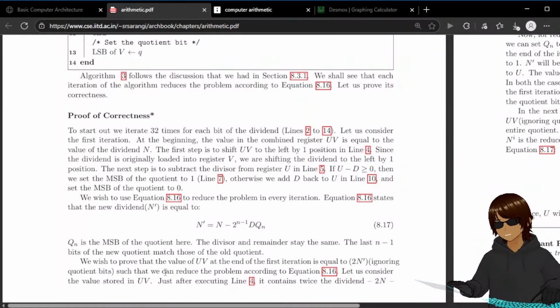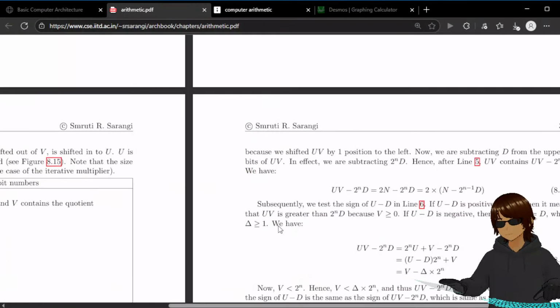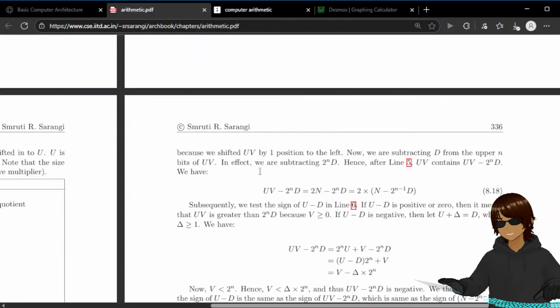Let us consider the value stored in UV. Just after executing line 4, it contains twice the dividend because we shifted UV by 1 position to the left. Now we are subtracting d from the upper n bits of UV. In effect, we are subtracting 2 to the power of n times d. Hence, after line 5, UV contains 2n minus 2 to the power of n minus 1 d.